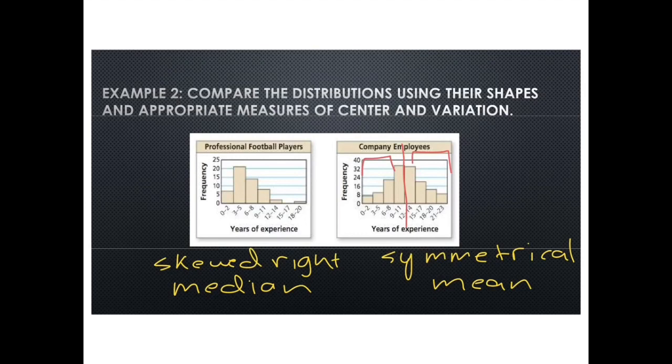And again, because it is symmetrical, we would say the mean is the best measure of center because it averages all the values that are evenly distributed, and it best represents the middle of the data.